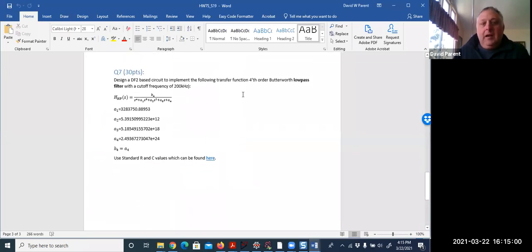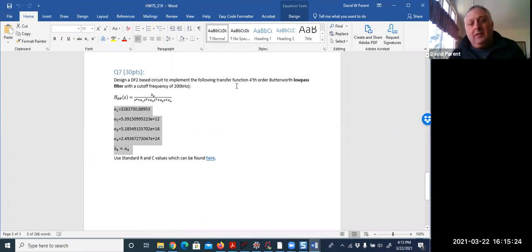So if I say a fourth order low pass filter with a cutoff frequency of 200 kilohertz, that's just where that 3 dB point is. You don't actually have to worry about it. These are just the numbers to make that happen.